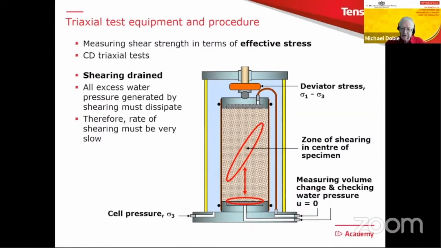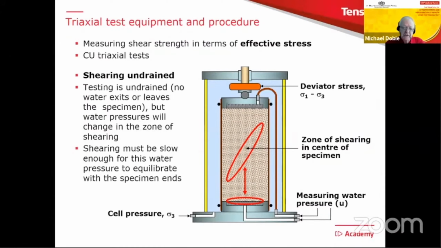When we do this, we're going to use the connections down at the bottom right to measure the volume change and also to check that the water pressure is being maintained at 0. We need to remember, though, that shearing is taking place in the center of the specimen. That's where most of the pore pressure is being created, and it's got to get to the ends. This is particularly important when we look at the CU test.